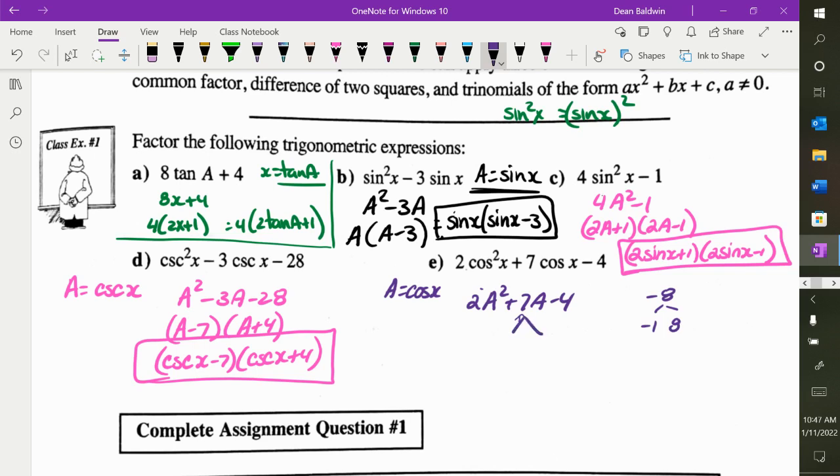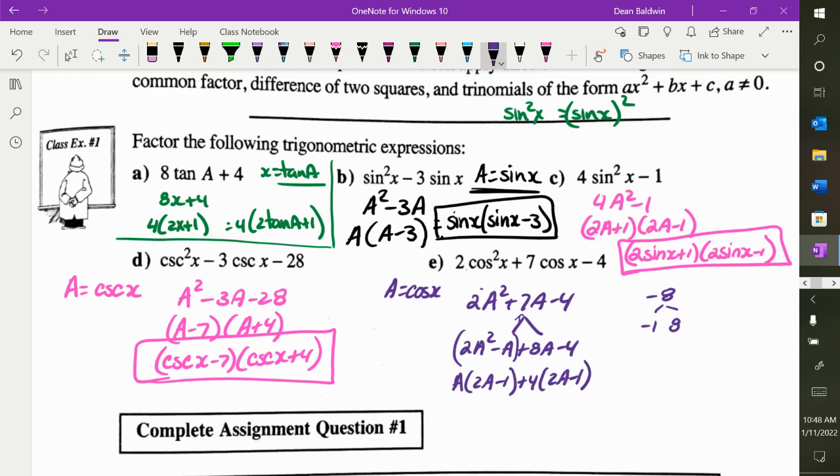So that means this middle term gets broken up into negative a plus 8a. If you add negative a and 8a, it adds to 7a, right? And then you put brackets around the first two and factor something out. In this case, a. 2a minus 1. Do the same for the second two. What can I factor out of 8a minus 4? 4. And I get 2a minus 1.